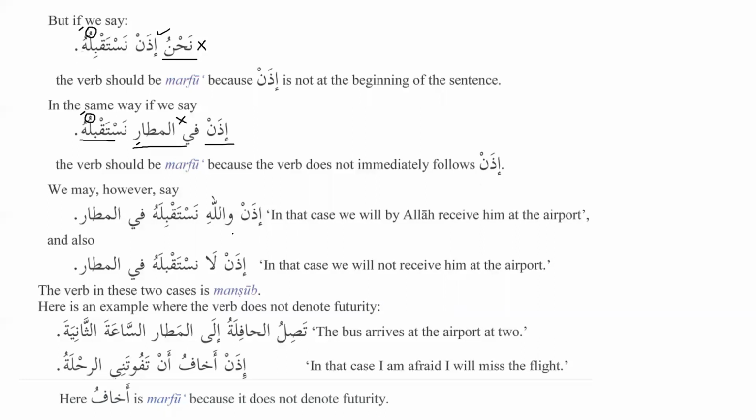However, if we say idhan wallahi, now what do we have? We have oath. So if we have oath, then we have discussed that this is an exception, and after that idhan will be adatun nasb, and then it will make the mudari mansub. Now it is possible to make it mansub, and what is the reason? The reason is because we have oath over here. That's exception number one. And exception number two, we have la an-nafiya. Idhan la nastaqbilahu fil matari, then we will not welcome him at the airport. So now, because we have la over here, that is also possible. So these two exceptions have been met.